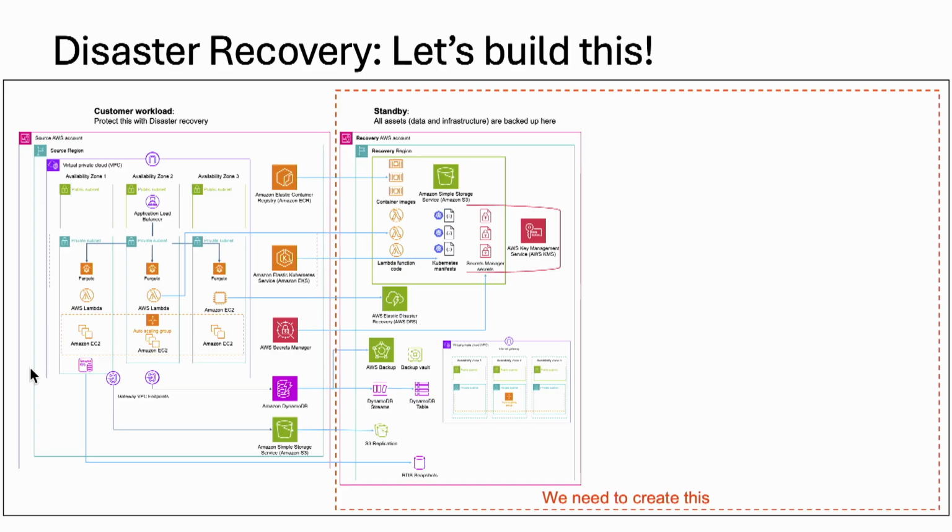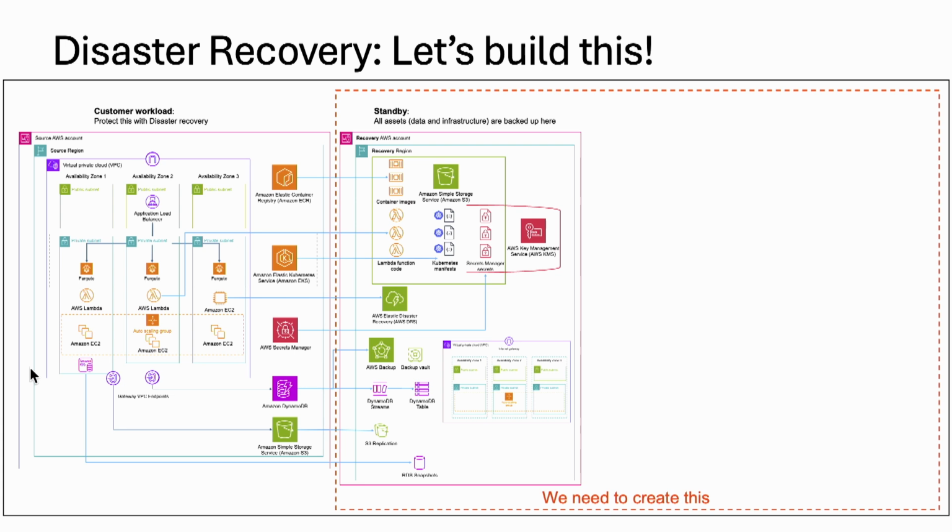This is a bit of an eye chart, but on the left, that's your source workload. I just put together a workload. It's got all kinds of goodies in it. It's got Lambda, Kubernetes, EC2, DynamoDB, an RDS database, all kinds of stuff in it, right? That's on the left.